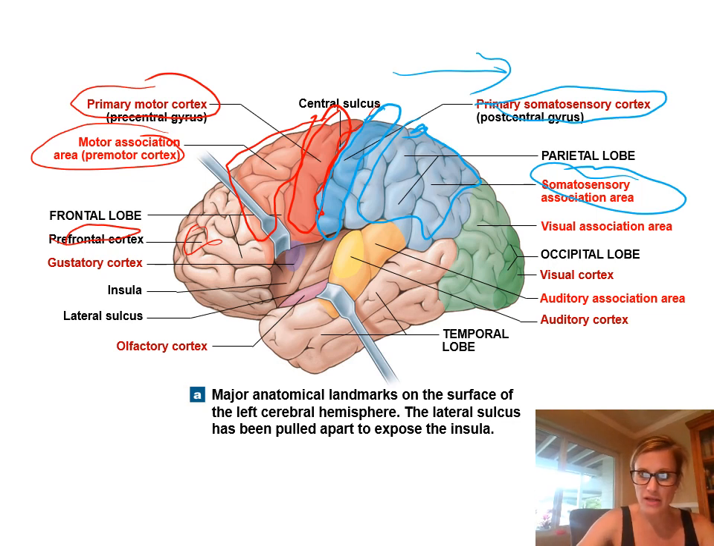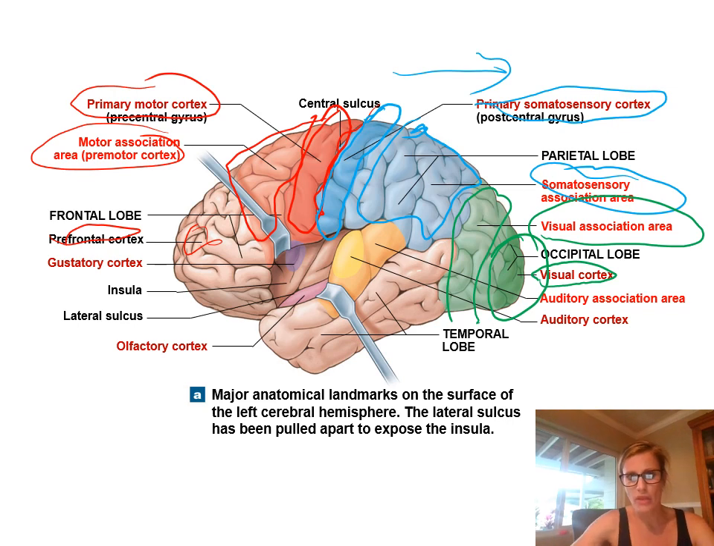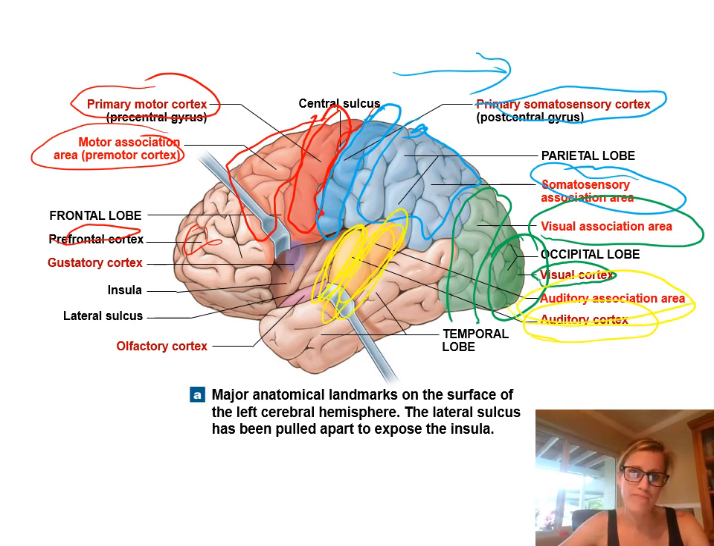In the very back of the brain, in the occipital lobe, this is where we have vision. The primary visual cortex is located at the very back of the occipital lobe, and then the visual association area kind of wraps around it. The side of the brain, the temporal lobe, is where we have hearing. So you'll see the primary auditory cortex is right here, at the very top of the temporal lobe, and then back behind it and underneath it, we have the auditory association area.